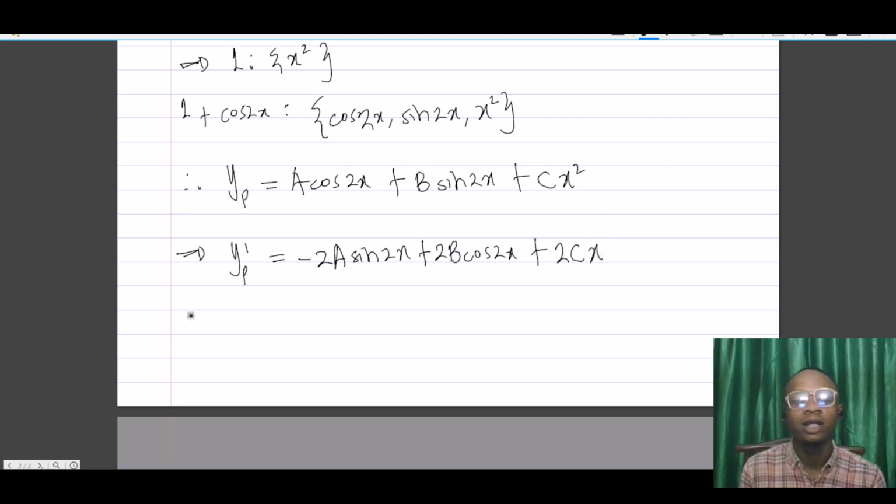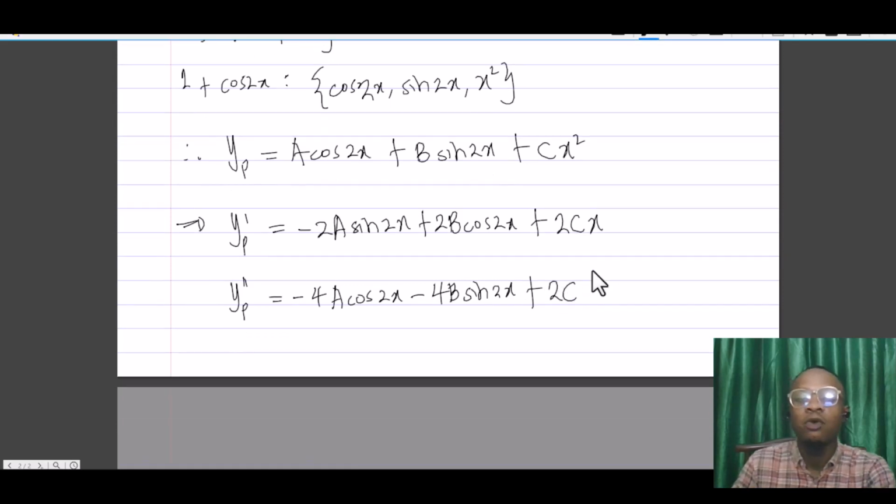Alright. Then when we get our y p prime prime, that's going to give us minus the derivative of this. Derivative of sine 2x is 2 cos 2x, so that's going to be minus 4a cos 2x. Derivative of cos 2x is minus 2 sine 2x, so this is going to be minus 4b sine 2x. And then derivative of 2cx is 2c, so this is going to be 2c.